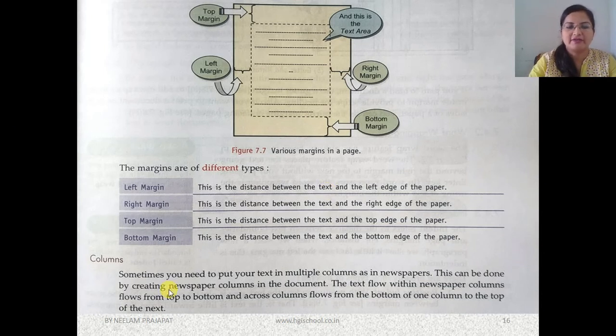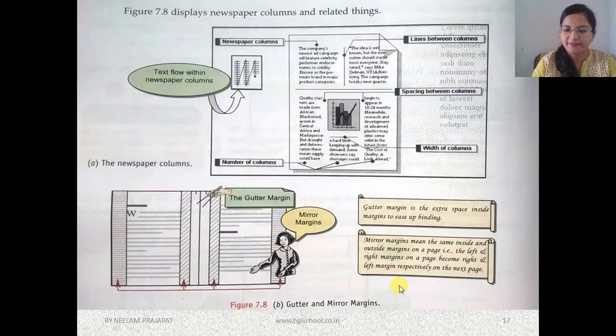So today we will continue from columns. We studied columns last time and I told you the structure that we can get in newspaper. So here you can see two columns. Once this column is completed, the text will flow from the top of the next column. You can see here and it ends here.